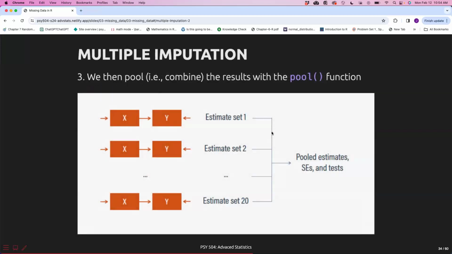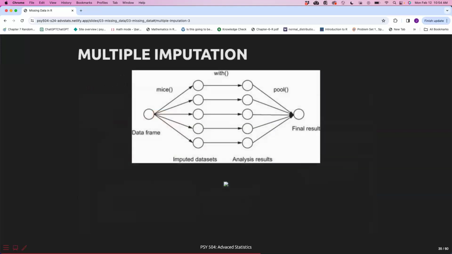What we do after this is we take all of our estimates from each of our analyses and we just pull them together. So we have one estimate, one standard error, and one test, right? And we use those equations that Ari showed. They're called Rubin's rules to pull all of those together. As kind of a summary, right?